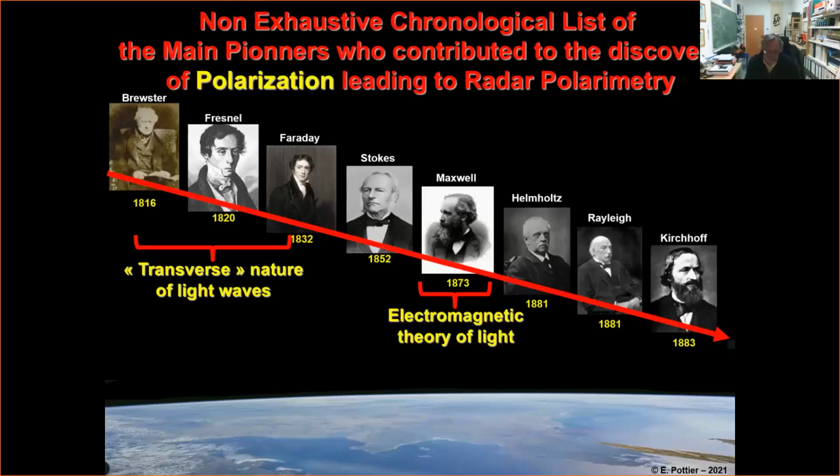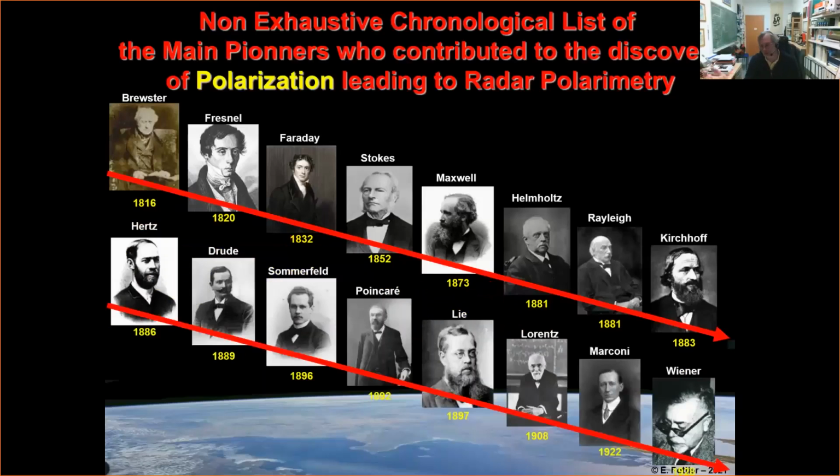Then we have Stokes, who described the vector of the light using only intensity information, no phase, but only intensity. Then we have Maxwell, who is more or less our god, who discovered the electromagnetic theory of light. Then we have Helmholtz, Kirchhoff, etc.